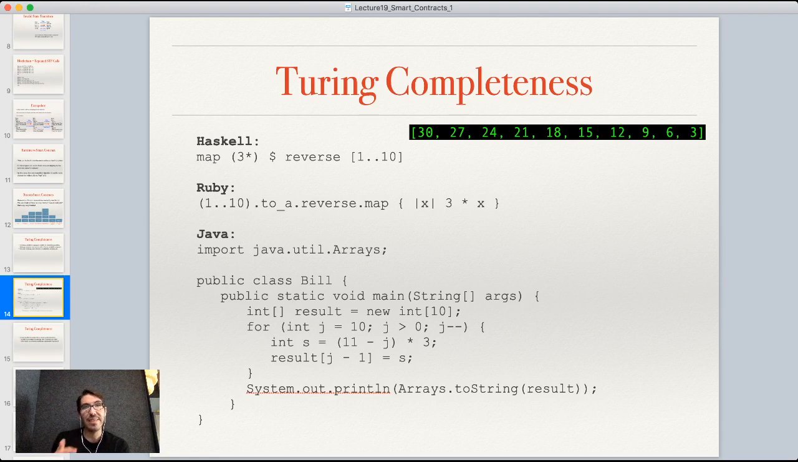And anything that I could do in Haskell, I could do in Ruby, I could do in Java. Okay? This is not the case for something like Bitcoin script, which really limits us on what we can do in terms of smart contracts.